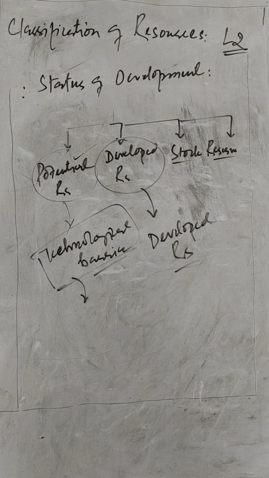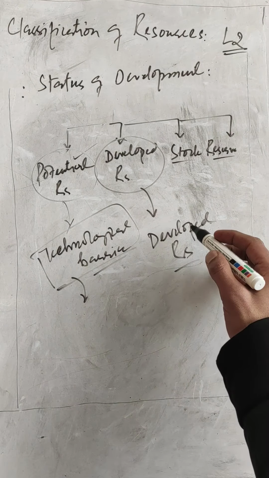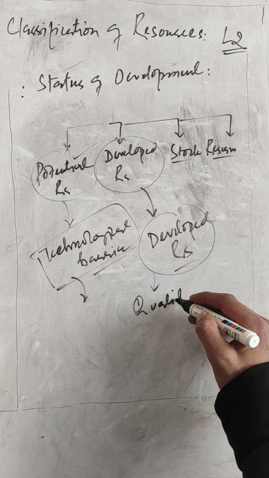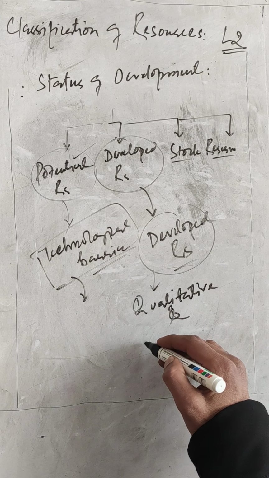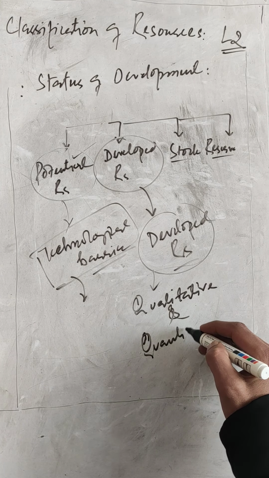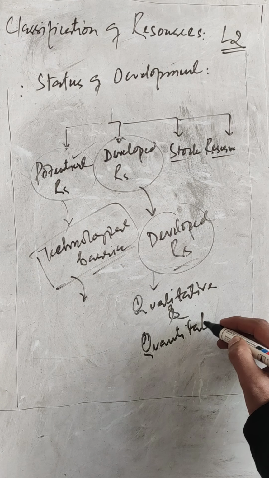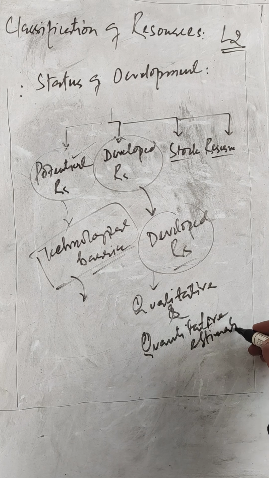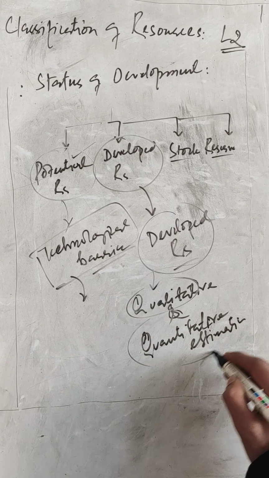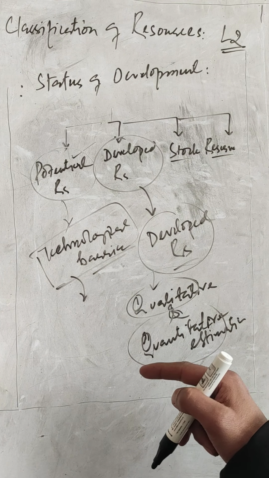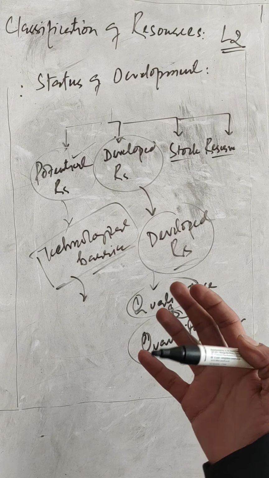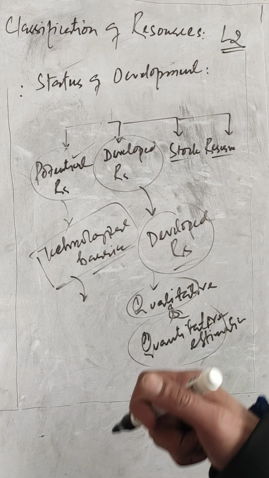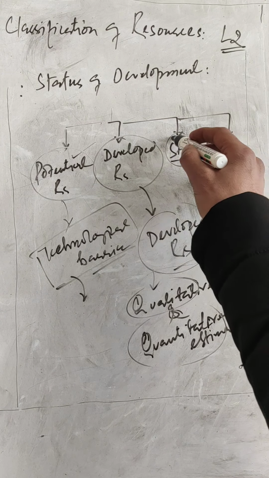Developed resources are those resources where we have done the qualitative and quantitative estimation. That means we are sure of the quality and quantity. And in the present time, we are operating the resources because we are blessed with the technology, and we are working on them, and we are taking out the resources from the surface or from within the earth. After that, we have stock and reserve.